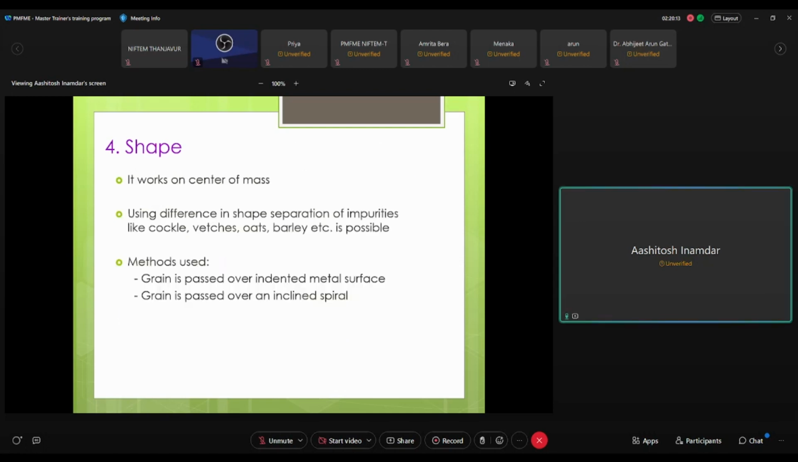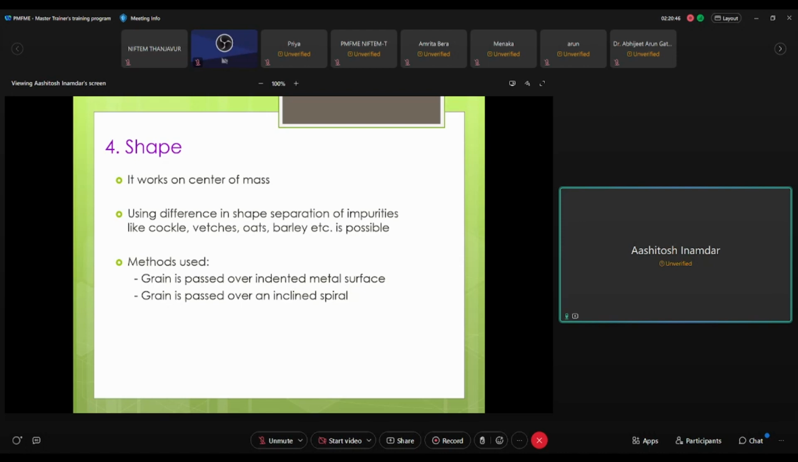The next machinery which works on this principle is center of mass or shape. If you see in a grain, any grain which you are working on, be it rice and all, they will have an oval shape. Now there are other grains which will come into it that need to be separated. So normally the principle of center of mass is used here, and what we target is to remove the grains which differ in shape.